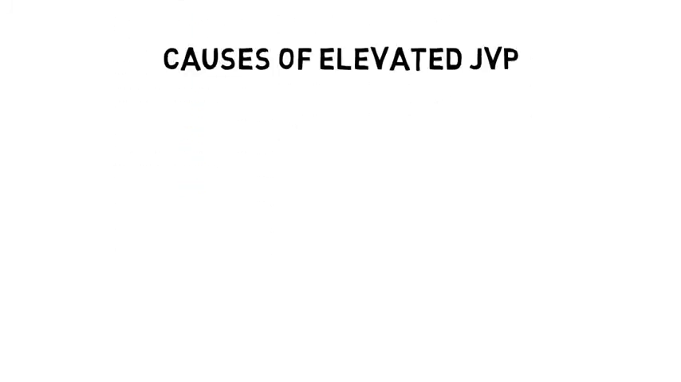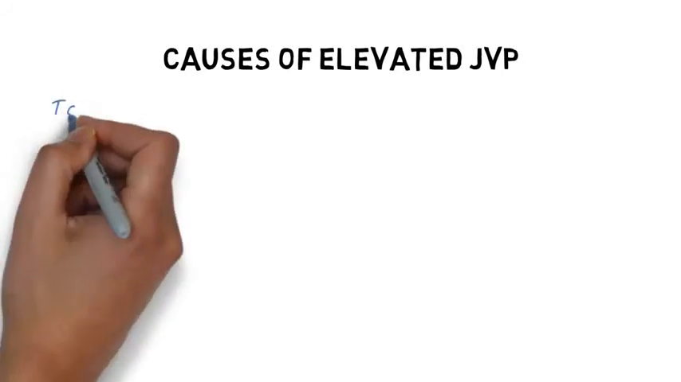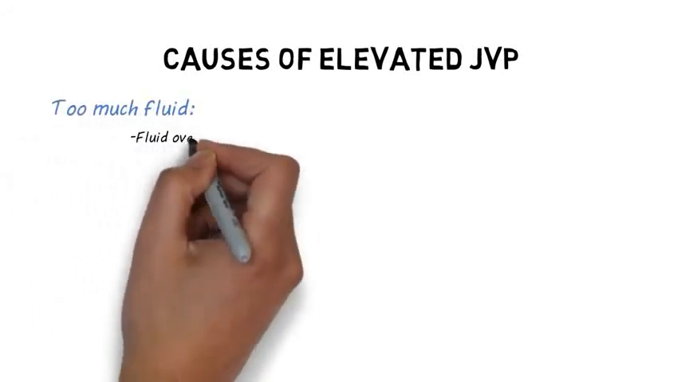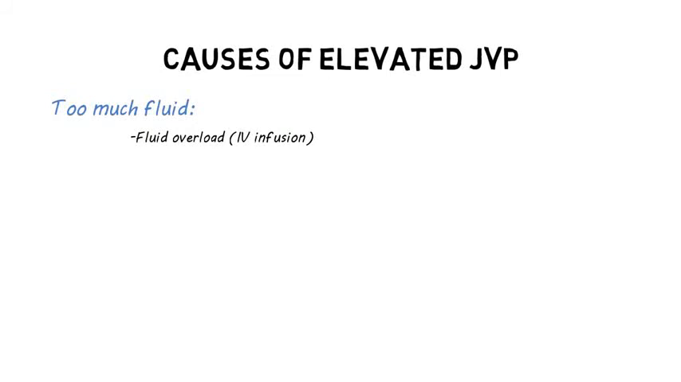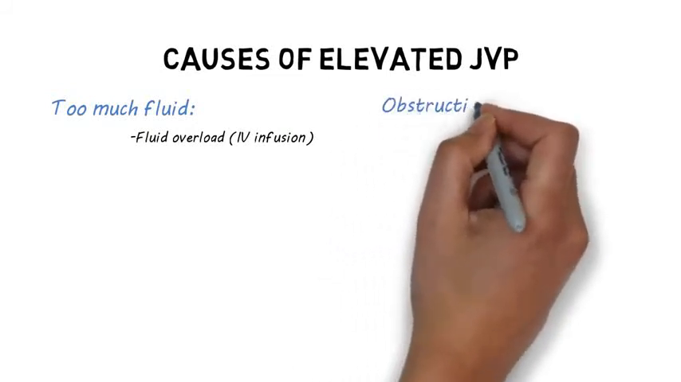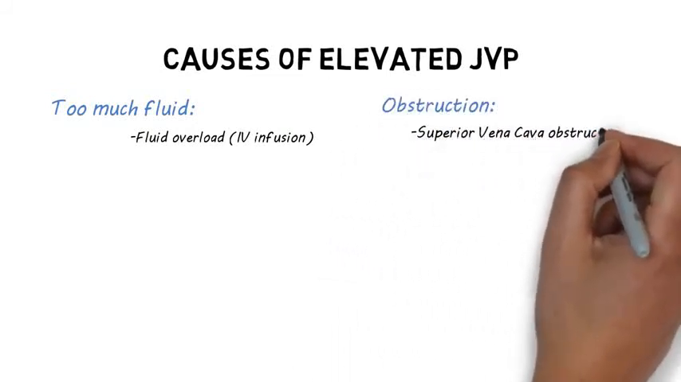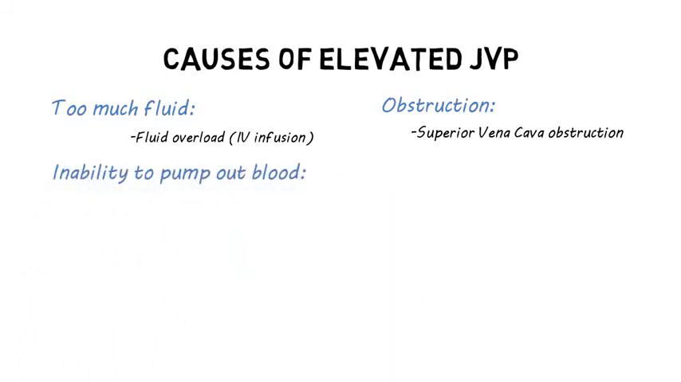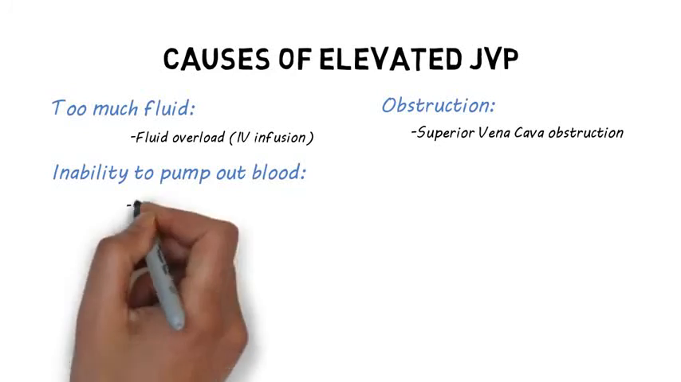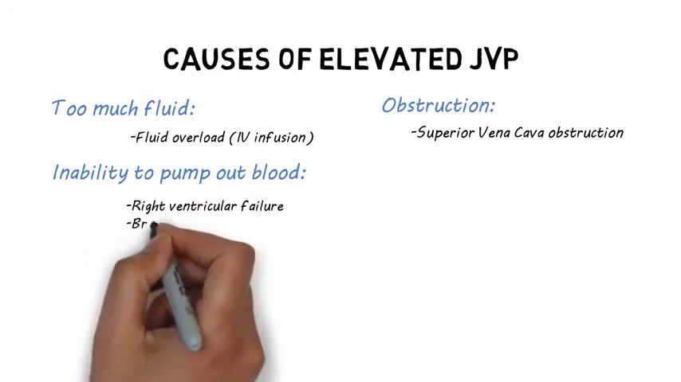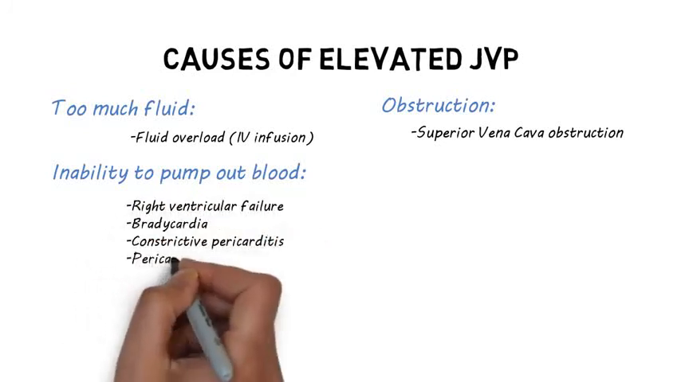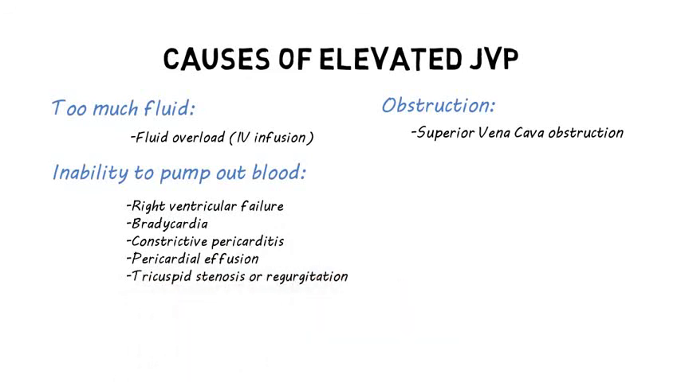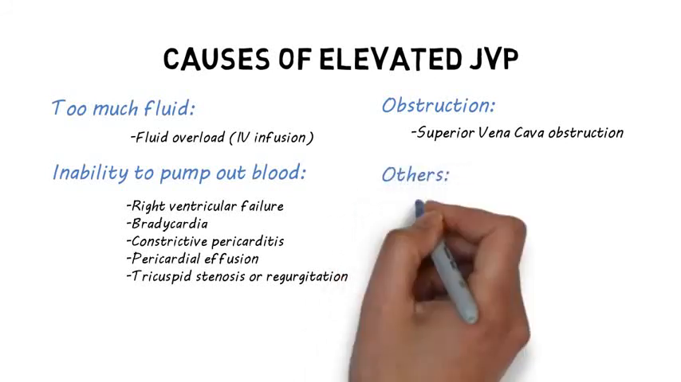Causes of elevated JVP include conditions that cause too much fluid, such as fluid overload from IV infusion, obstruction of blood before reaching the heart, such as SVC obstruction, conditions in which the heart is unable to push the blood out effectively, such as right ventricular failure, bradycardia, constrictive pericarditis, pericardial effusion, tricuspid stenosis or regurgitation, and other causes, including hyperdynamic circulation.